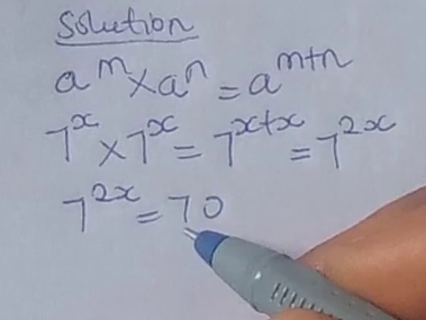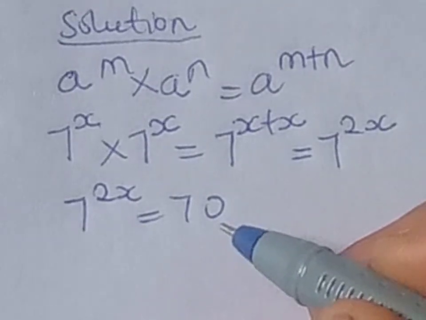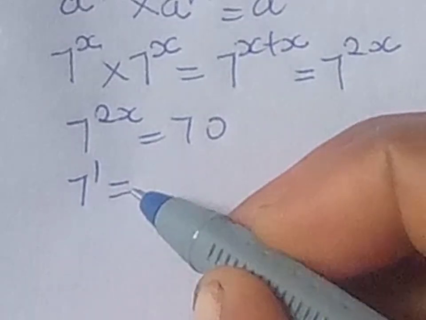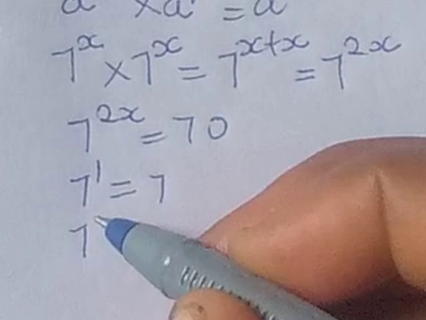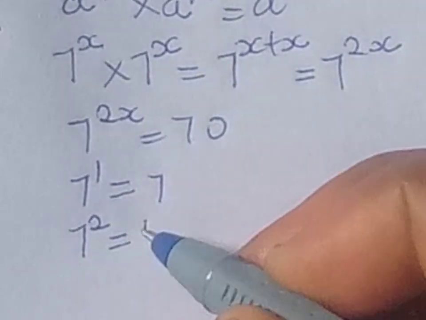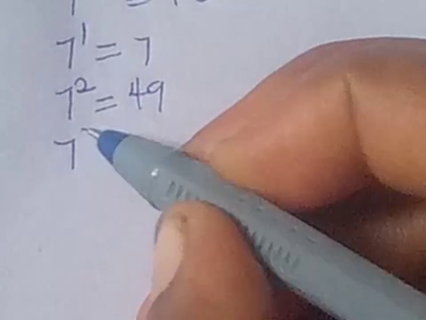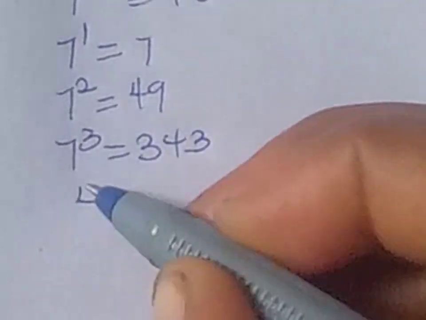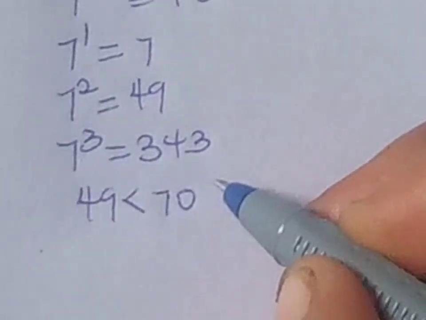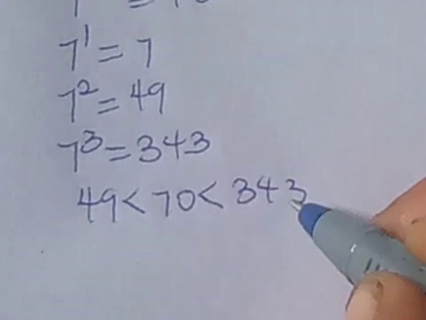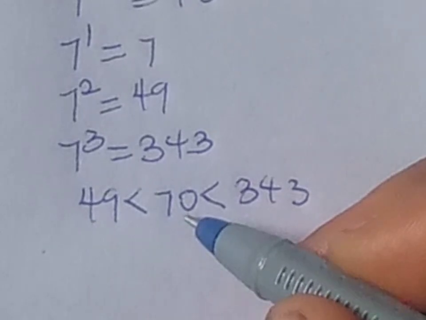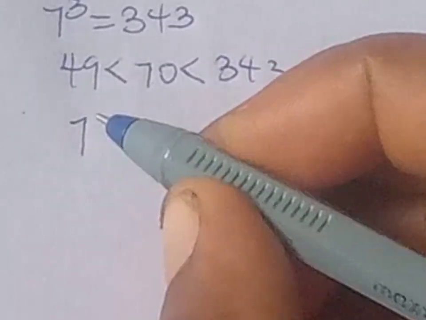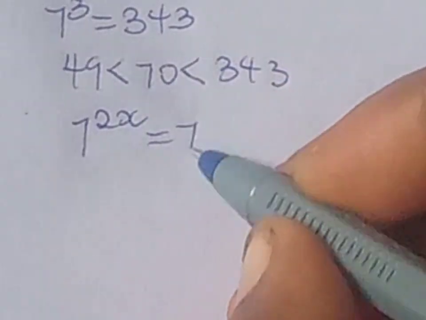The next thing is, let's write 70 as a power of 7. Let's check 7 raised to the power 1, which is equal to 7. 7 raised to the power of 2, which is equal to 49. 7 raised to the power of 3, which is equal to 343. Now, since 49 is less than 70 and also less than 343, that means 70 is not an exact power of 7. Back to our equation, 7 raised to the power of 2x equals 70.